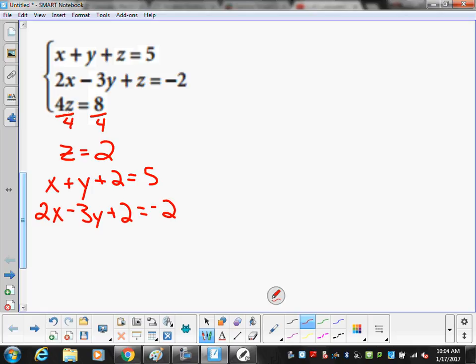Okay. So I'll go ahead and subtract the 2 from both sides here. So this one will be rewritten now as x plus y equals 3, and 2x minus 3y equals negative 4. So all I did there was move these 2s to the other side, so that way they look a little bit more like the previous problem.